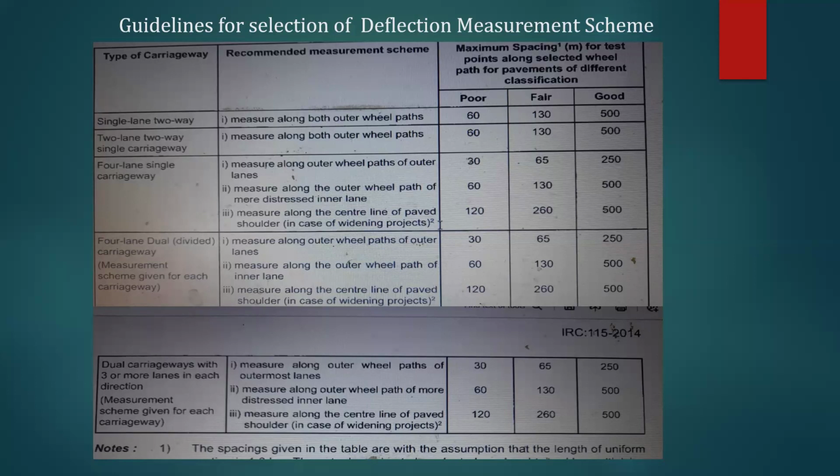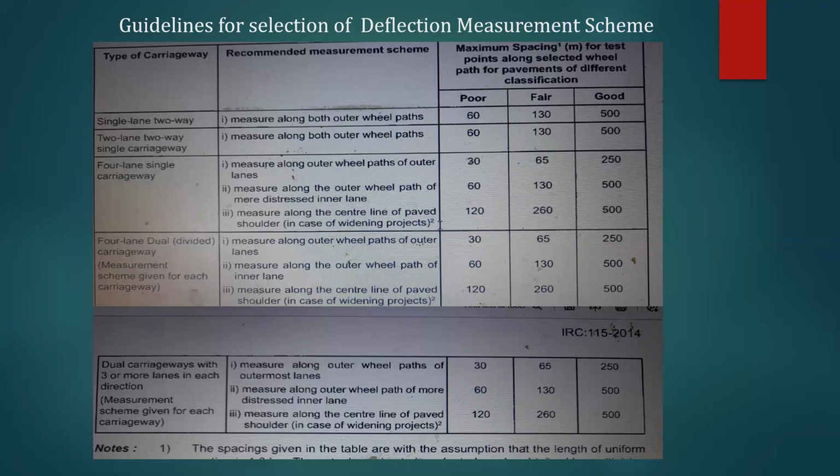Unless you see IRC 115, you cannot understand how to go ahead with the falling weight deflectometer analysis. So if it is a single lane two-way carriageway, measure along both outer wheel paths. A single lane road is 3.75 meters, and definitely both the outer wheel paths.